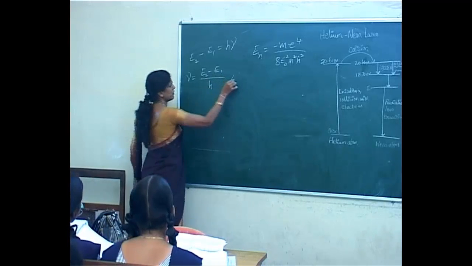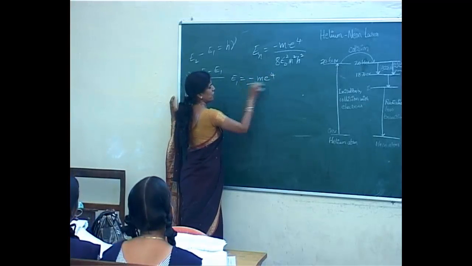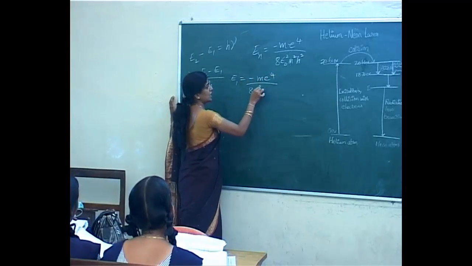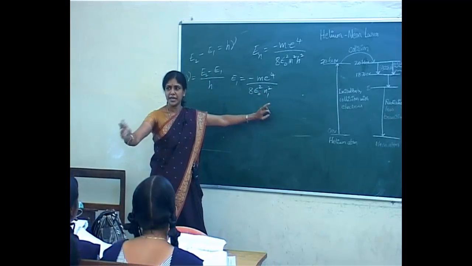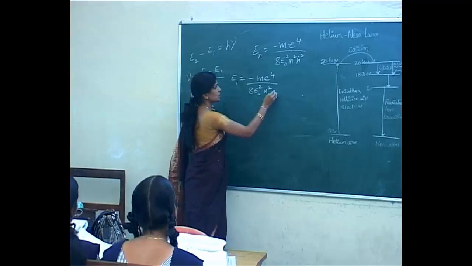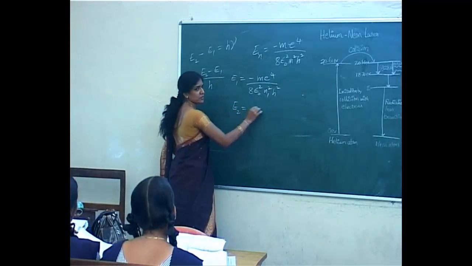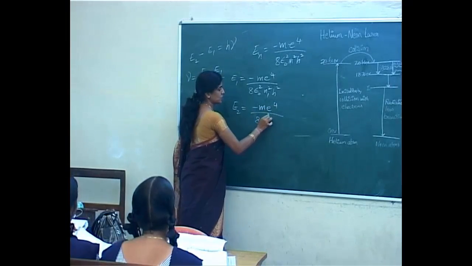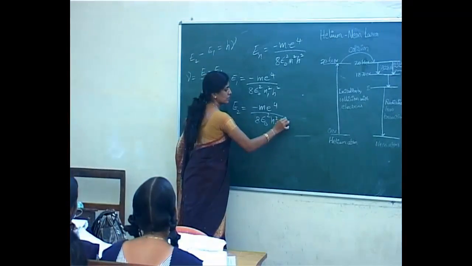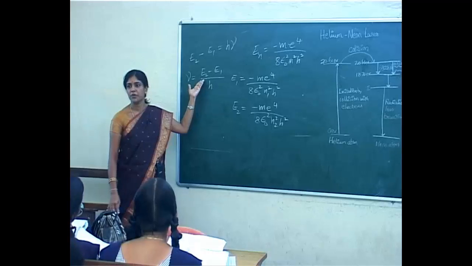So what happens to E1 and E2? E1 equal to minus m e power 4 by 8 epsilon naught square, yeah, can I write n1 square? Let it be as it is. n1 square h square. So what is E2? m e power 4. So I am going to substitute these two values in this formula for frequency.